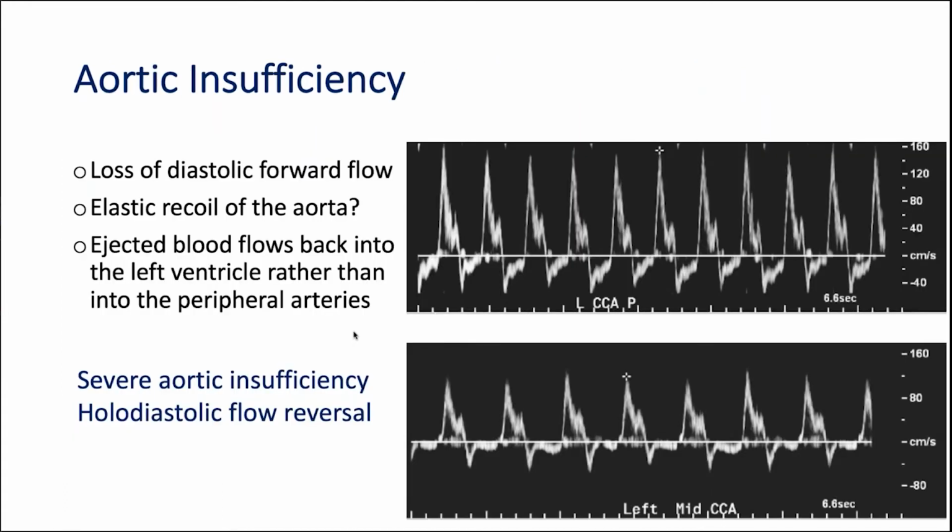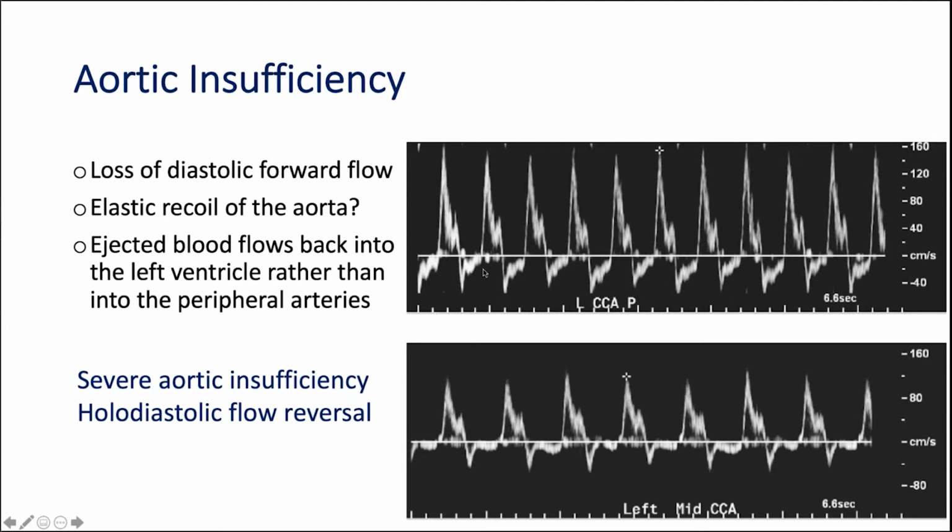So in aortic insufficiency, what we lose is the diastolic forward flow component. And this is not because the aorta has lost its ability to have elastic recoil. It's because there's another place for that stroke volume that was held in the aorta to go other than the peripheral arteries. And the place it goes is back into the ventricle through the incompetent aortic valve. So what we typically see in aortic insufficiency is a loss of diastolic forward flow.